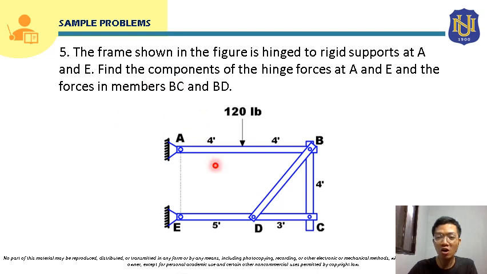Also for member BD, there's no load applied within the span of this member. So this will not be subjected to bending, and will just be subjected to axial force, either compression or tension. So these will be the forces that we are going to solve: the hinge forces at point A and E, and the forces in members BC and BD. So we will start our analysis here.